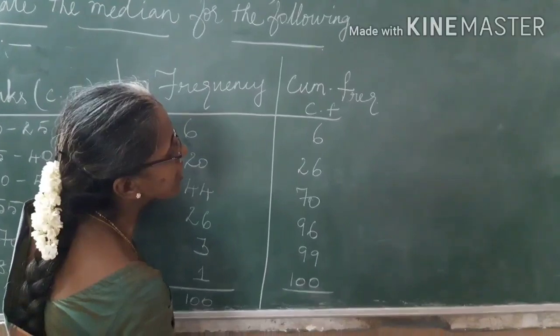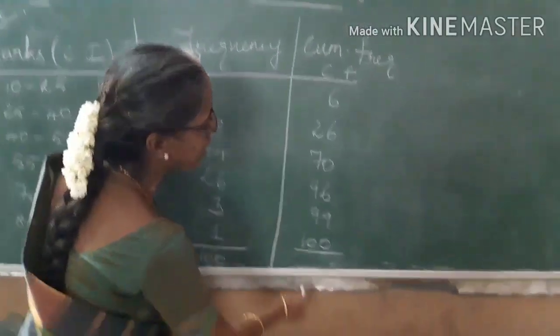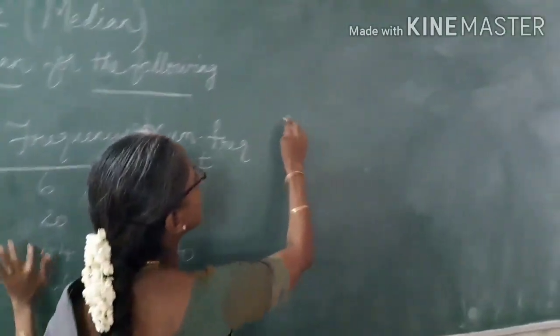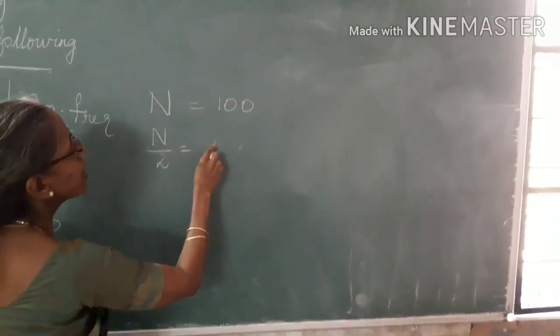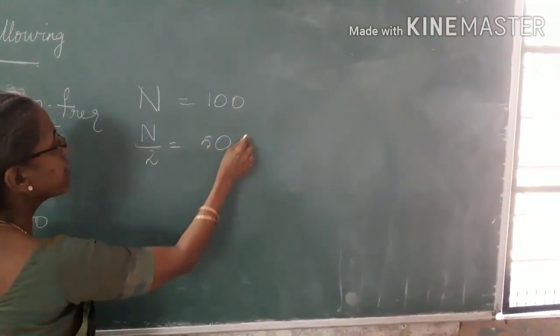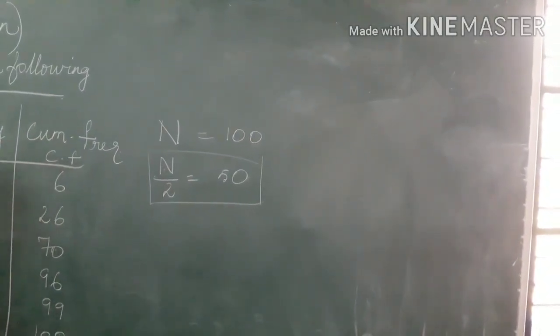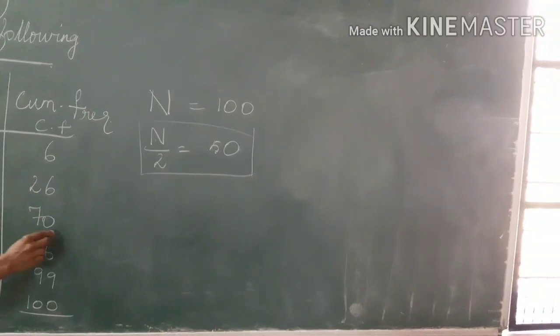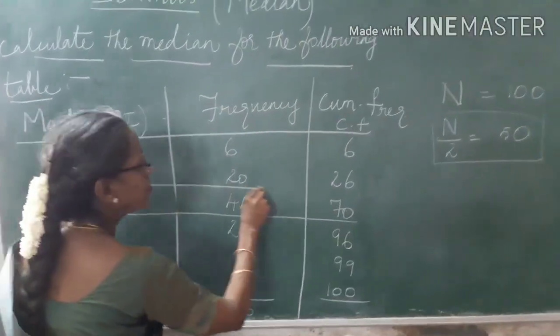To find this, we have to find the median class. So how to find the median class? Here the total frequency n is equal to 100. So what is n by 2? n by 2 is 50. To arrive at the median class, we have to see which is nearer to or greater than 50. So here, this will be your median class.